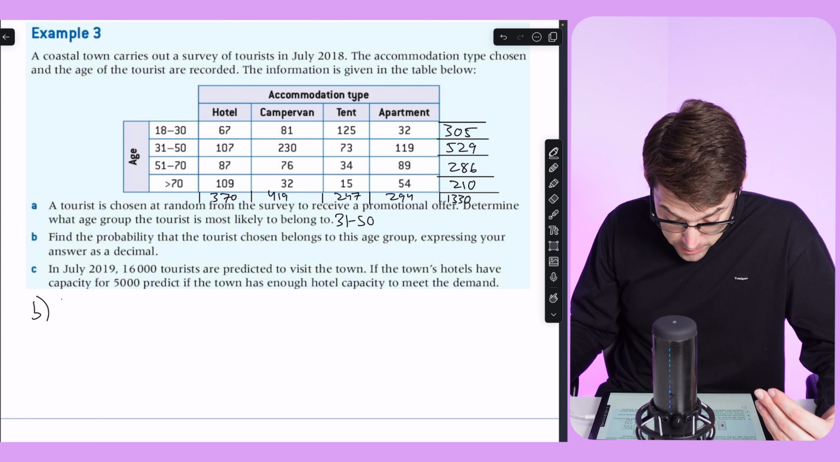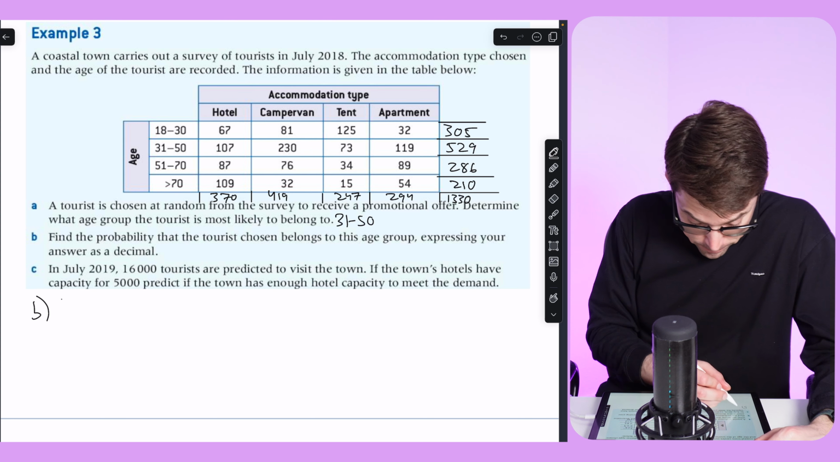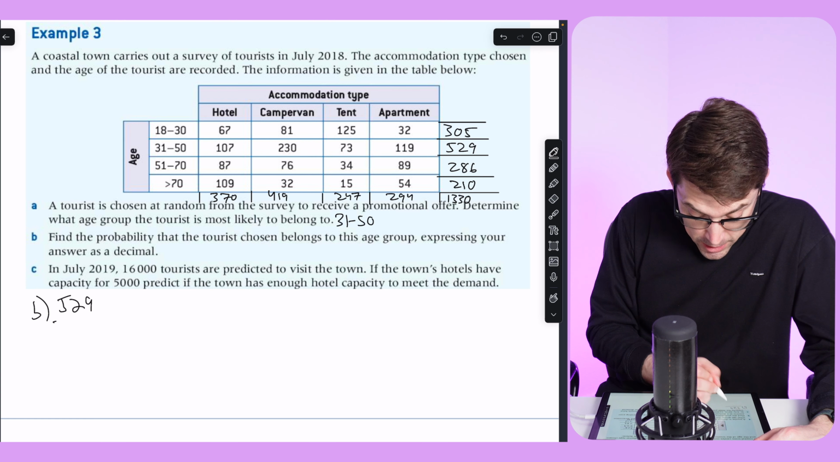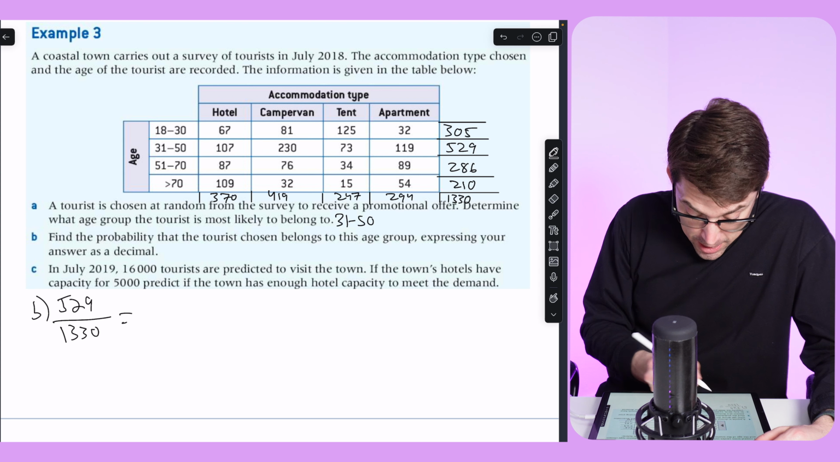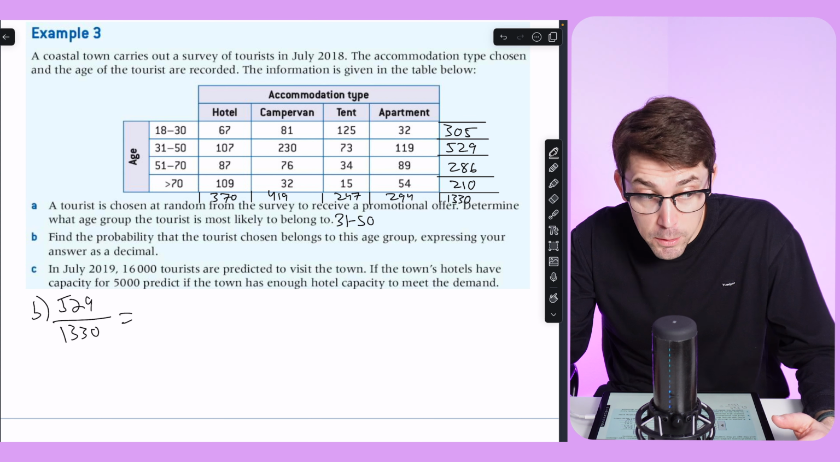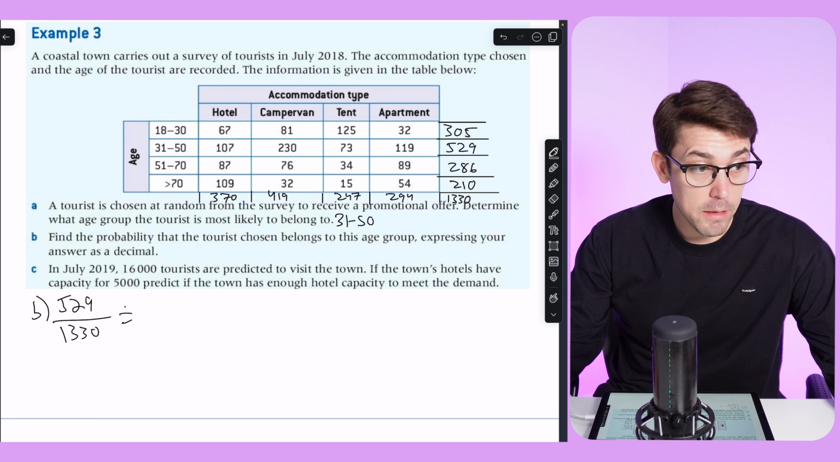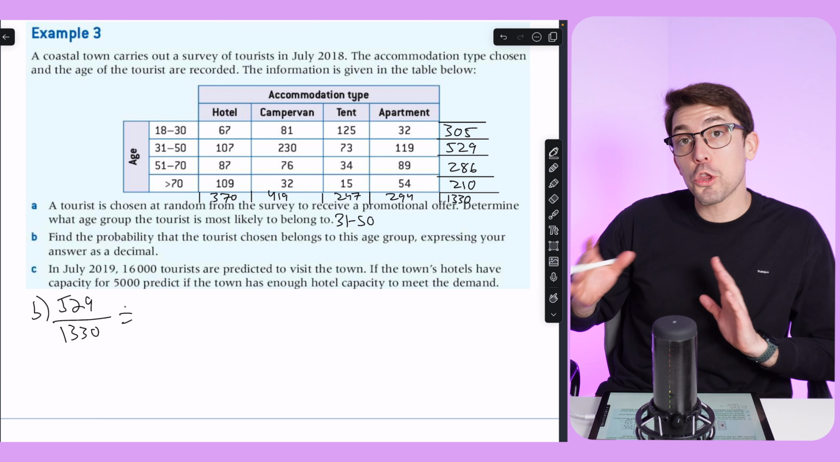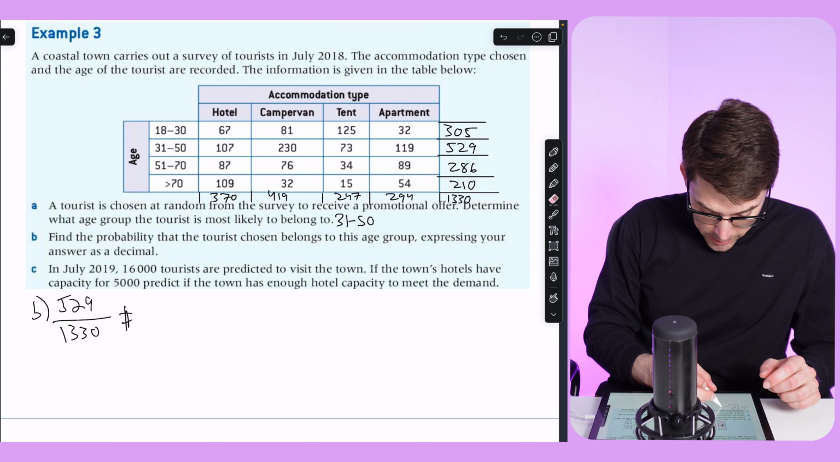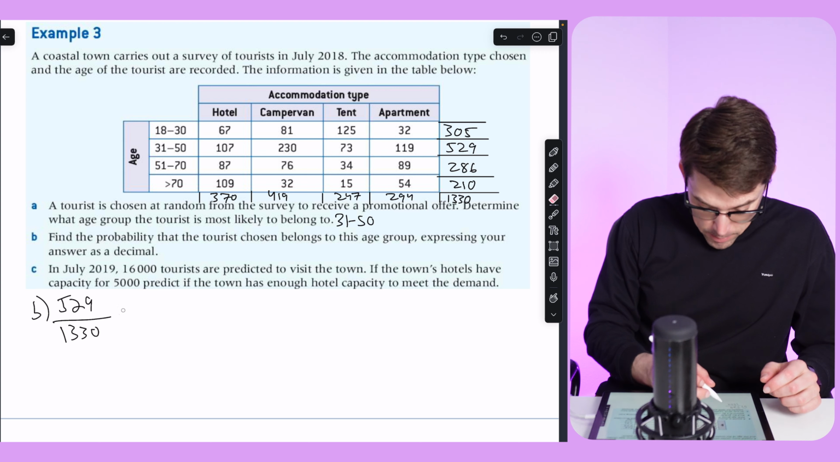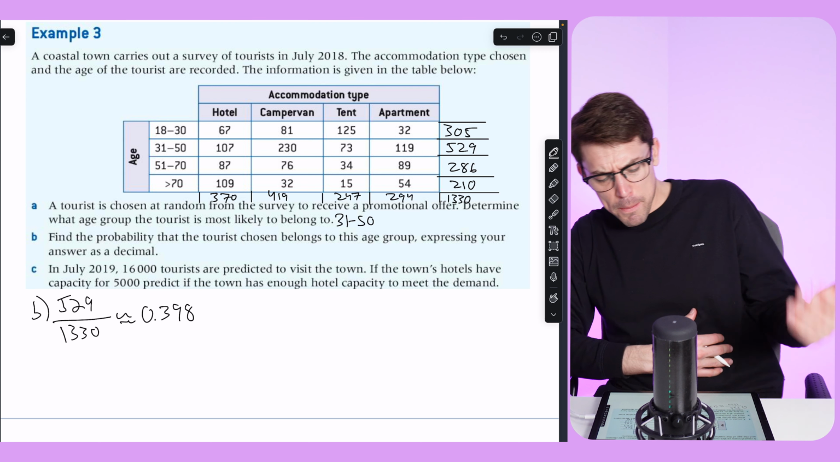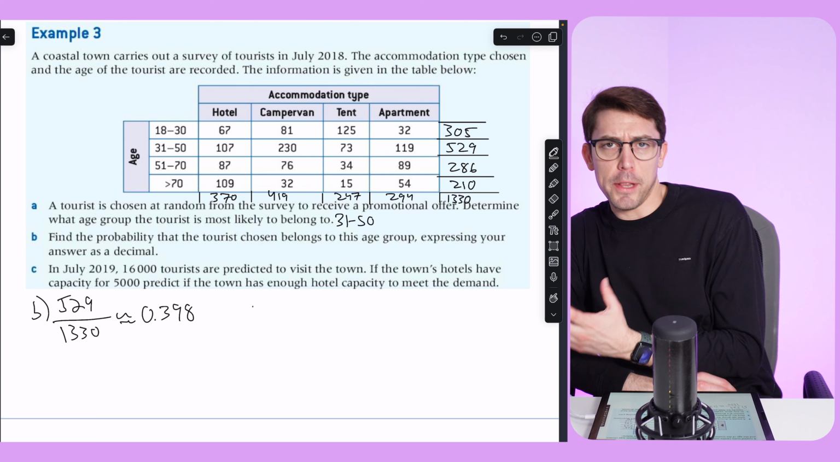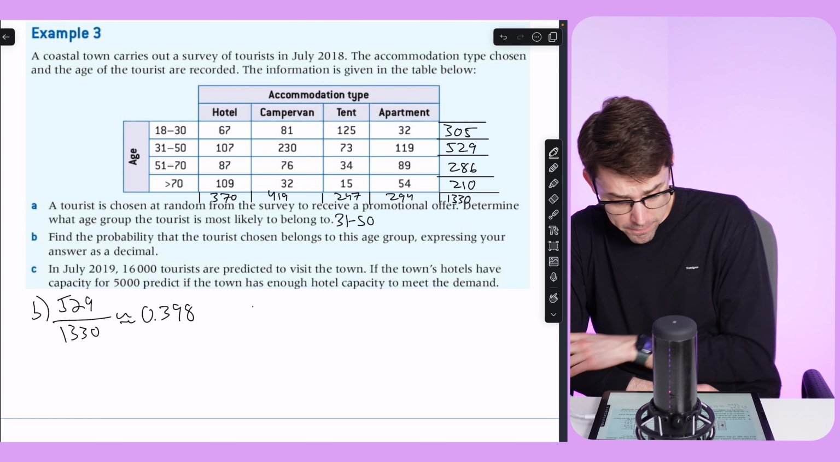So let's find the probability that a tourist chosen belongs to this age group. Well, again, quite easy. I have 529 desired that I'm looking for out of my 1330 total. And what is that going to equal as a decimal? Let me check my work. That is going to be 0.398, and I should really use the approximately equals sign here to be more exact. About 0.398, which means that it's almost 40% of the population, that age group, 31 to 50.